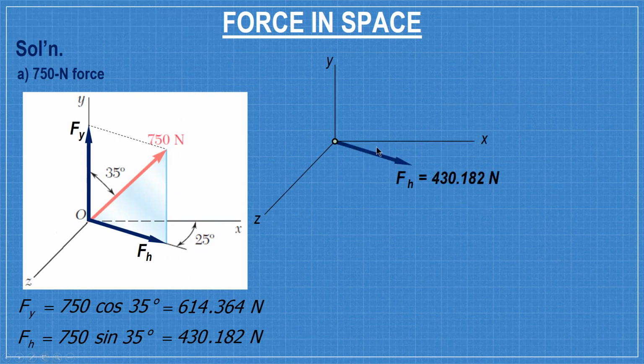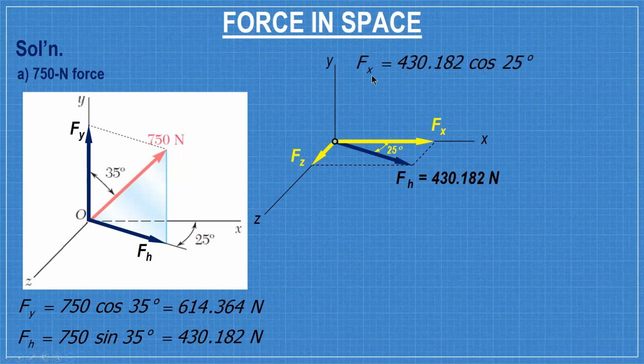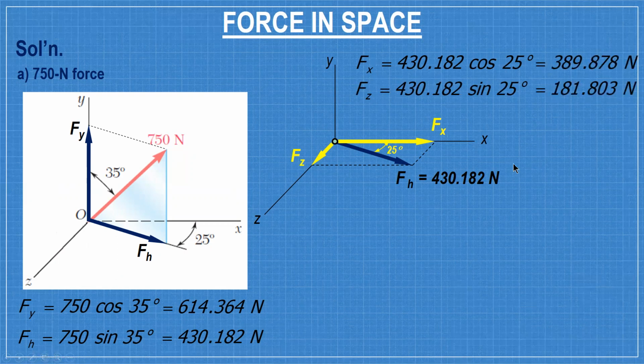Fh and then 25 degrees. And then construct a rectangle. This is Fx, this is Fz. And then Fx is adjacent considering this angle. So you compute again, that's Fx and then Fz.